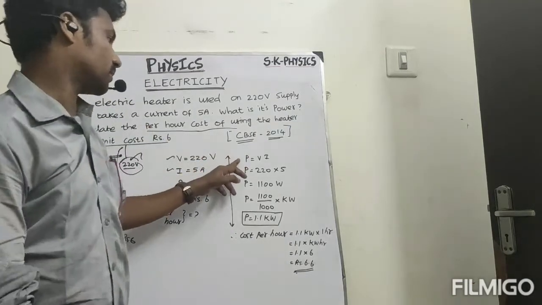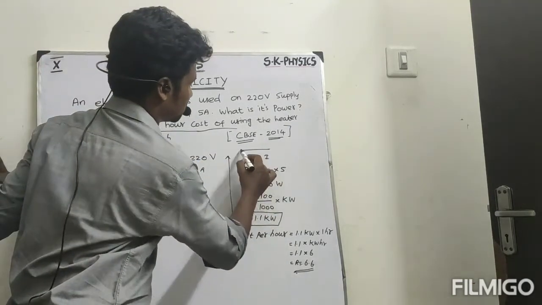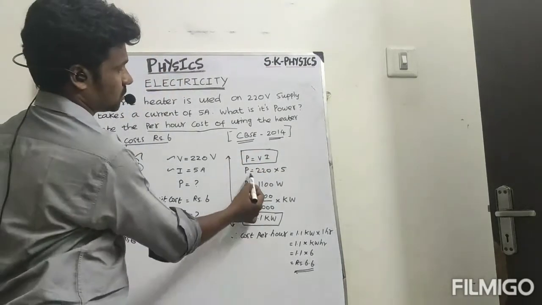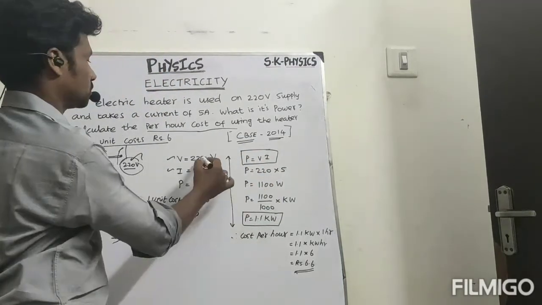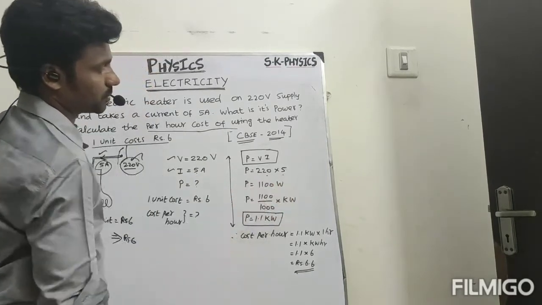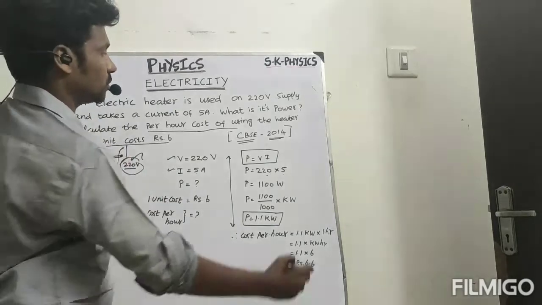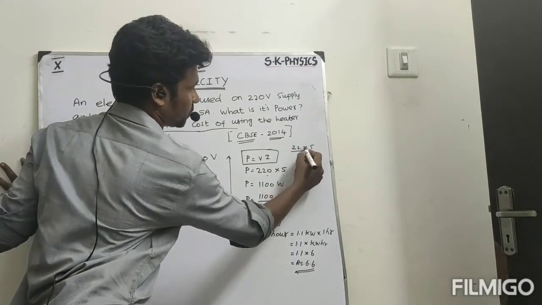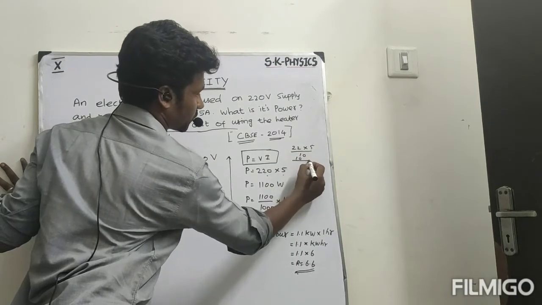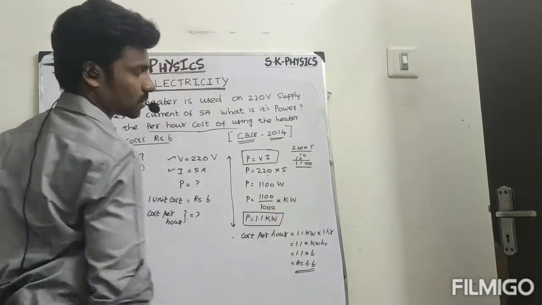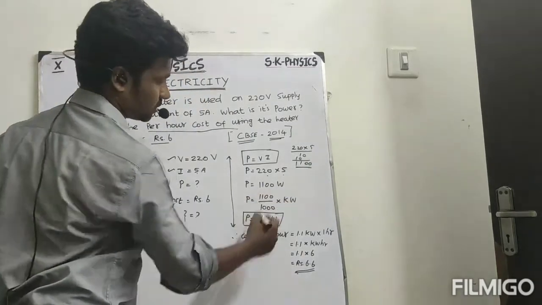The power formula is voltage into current. So power equals voltage, 220 volt, into current, 5 ampere. So 220 into 5: 22 into 5, 2 into 5 is 10, then 1 more 0, and 1 more 0. So 1100, that is 1100 watt.